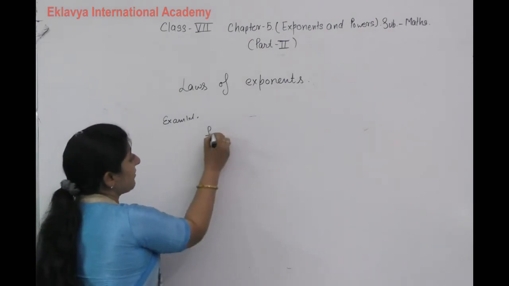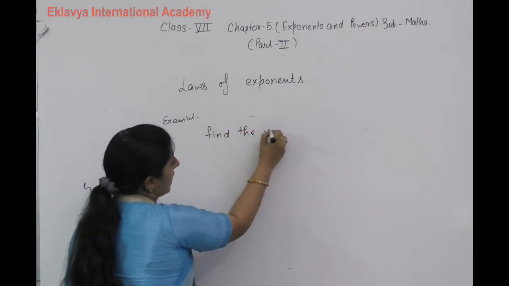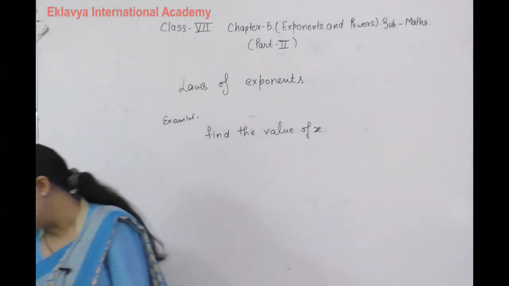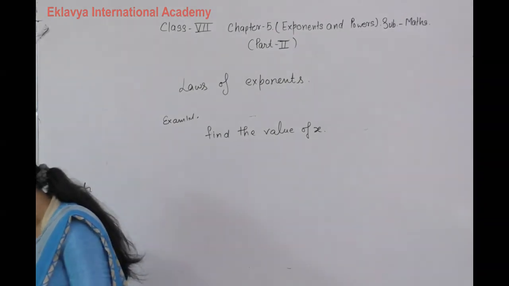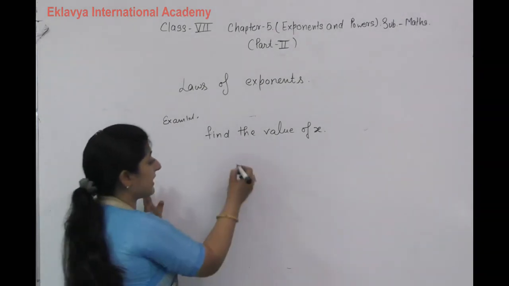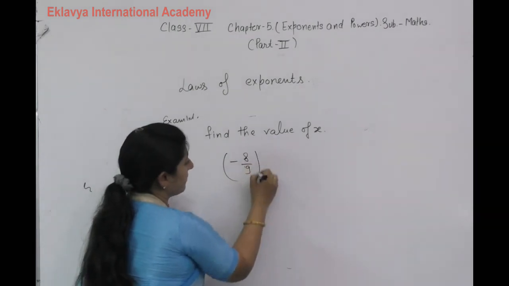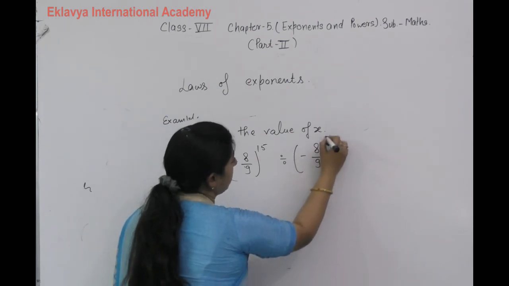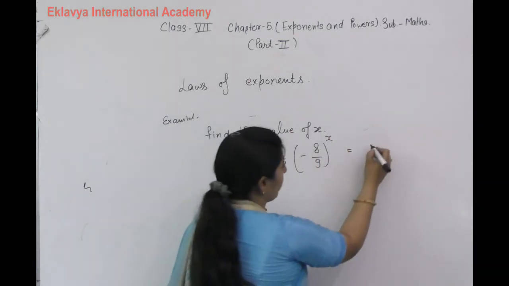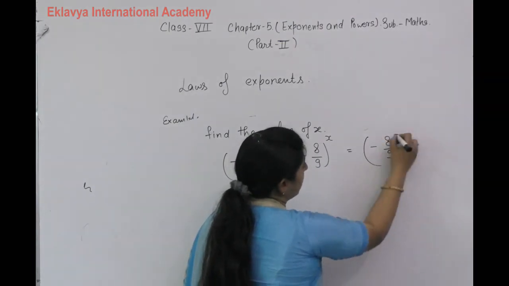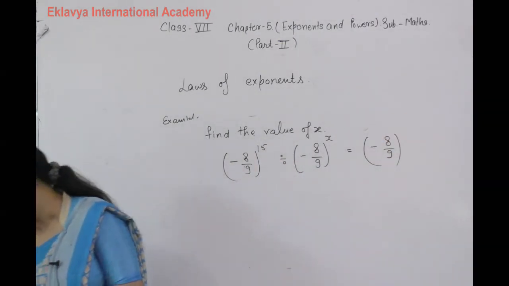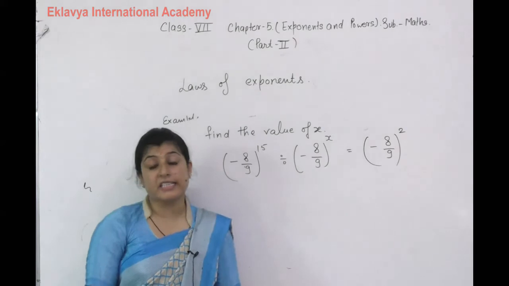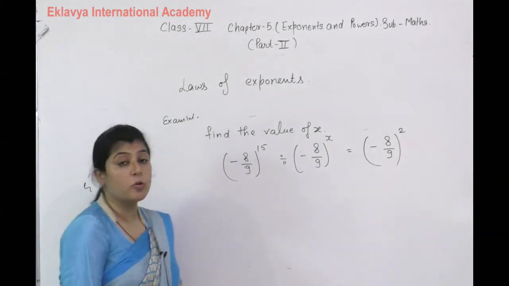These types of questions, find the value of x, how to do them? The question: (-8/9)^15 divided by (-8/9)^x is equal to (-8/9)^2. Find the value of x here. This is the value we want to find out.